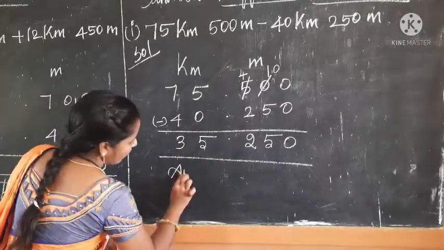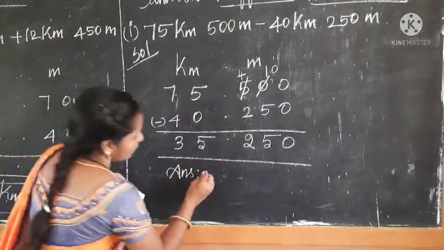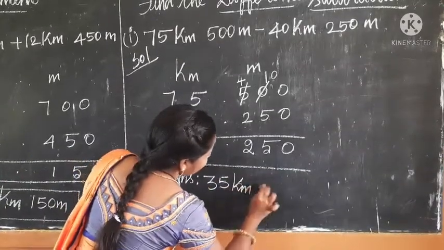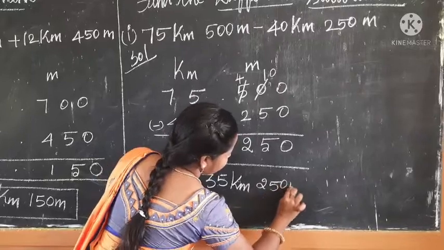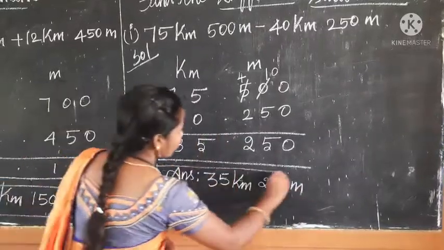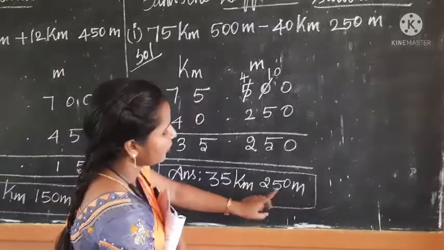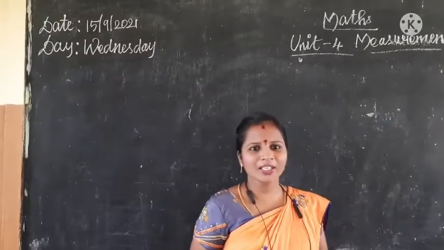So now we have to write the final answer. 35 kilometer and 250 meter. So what is the final answer? 35 kilometer and 250 meter. So next one is multiplication.